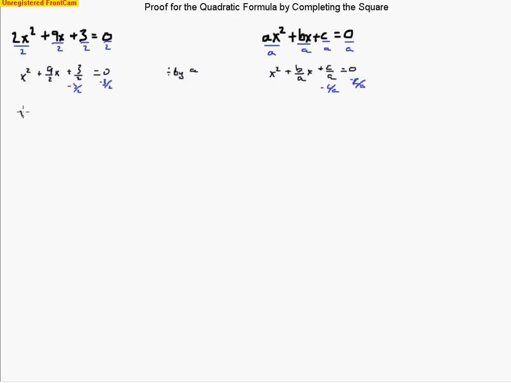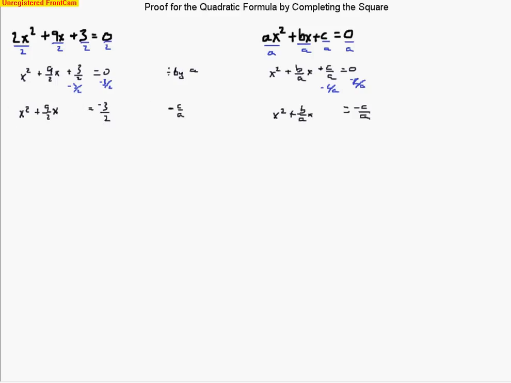We've got this x squared plus 9 over 2 x equals negative 3 over 2. On this side, we have x squared plus b over a x equals negative c over a. So what we ended up doing here is just moving the c term to the other side. So I subtracted the c over a. So I'll use the notation for the variable form, the algebraic form, for what I ended up doing. Over here I just subtracted the 3 halves.